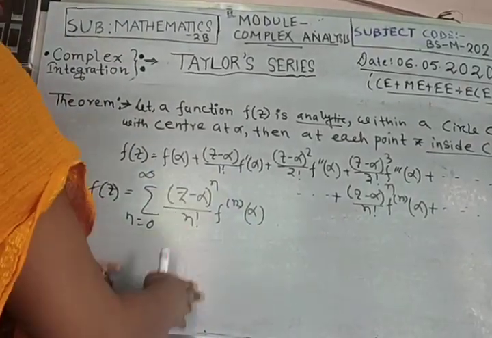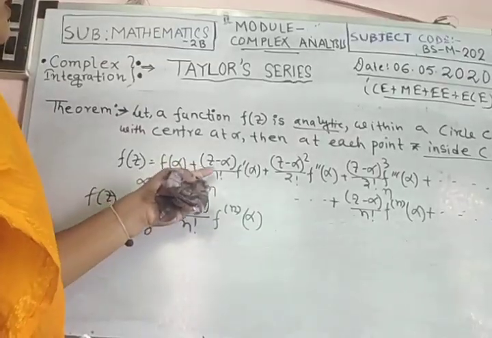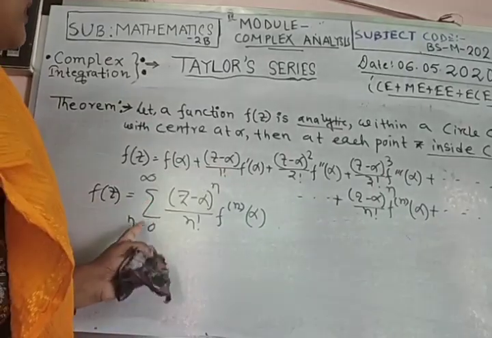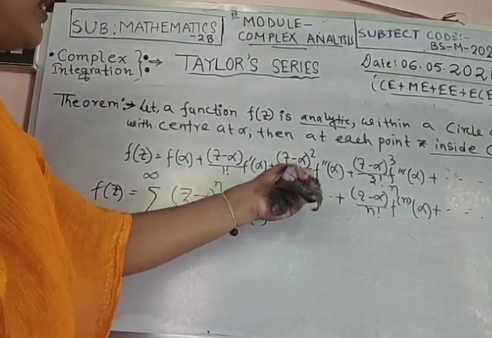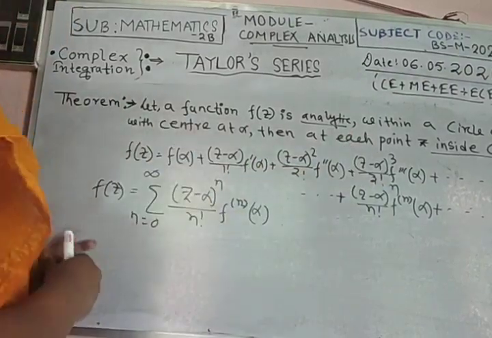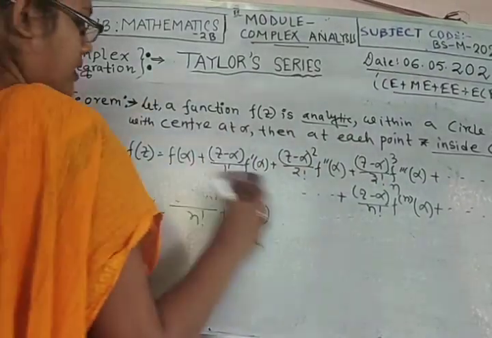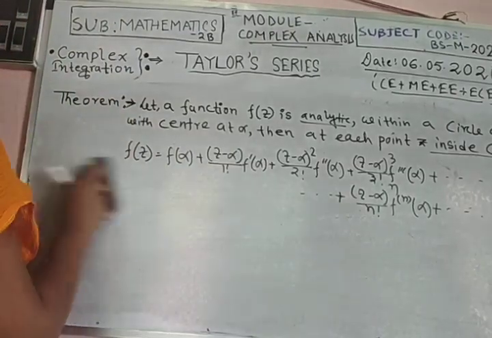If n equals to 0, then this form reduces to f of alpha. Then n equals to 1, that term. n equals to 2, next one, third one.